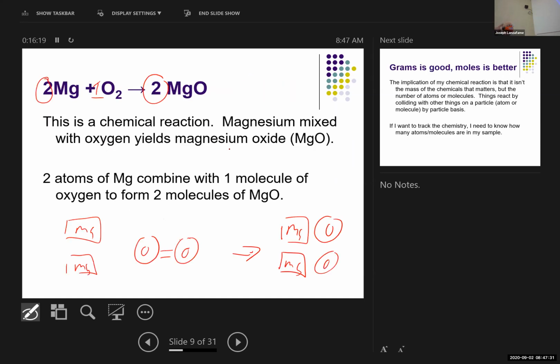My reaction is written in terms of number of particles, not mass. There is nothing in that balanced equation that tells me anything about the mass. It doesn't care about the mass. I mean, sure, on a physical sense it does, but in my recipe it does not. It is the picture at the bottom. 2 individual magnesium atoms will react with 1 oxygen molecule, which has 2 individual oxygen atoms, to make 2 magnesium oxide molecules, each of which has 1 magnesium and 1 oxygen. Right? My chemistry cares about number of atoms.